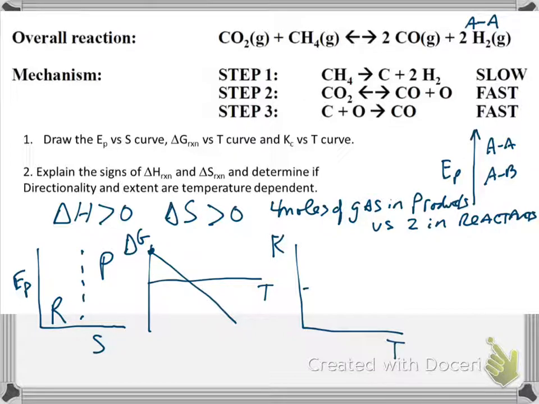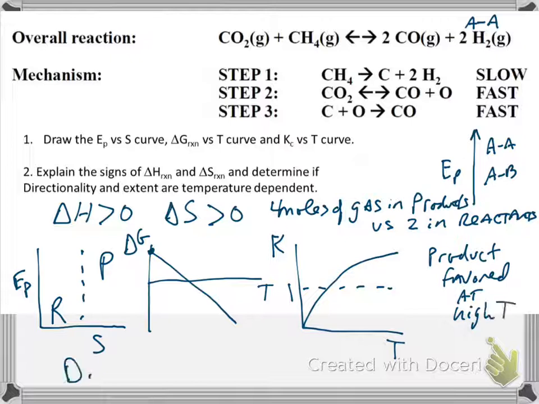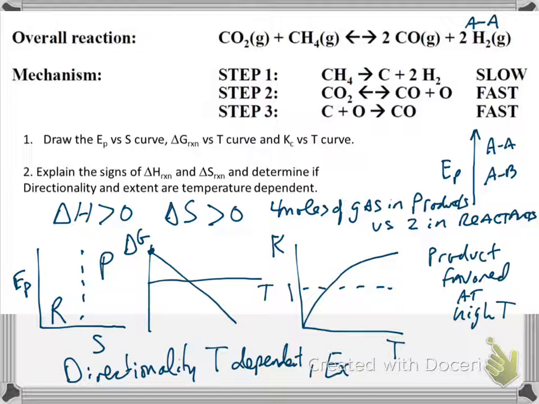And with K versus T, the extent is always temperature dependent, but we see that K will be less than 1 at low temperatures and greater than 1 at higher temperatures. So product is favored at higher temperatures. Directionality is temperature dependent, and extent, Kc, is always temperature dependent. You may not make more product than reactant at some temperatures, but extent is always temperature dependent.